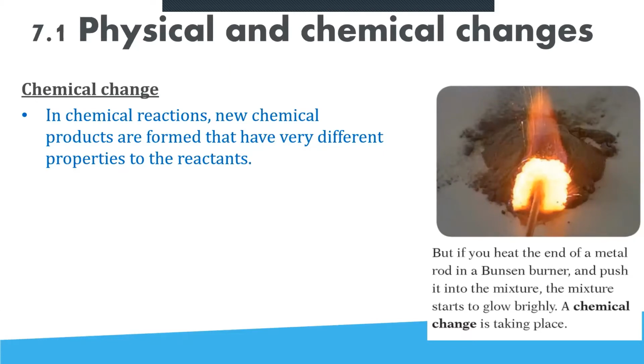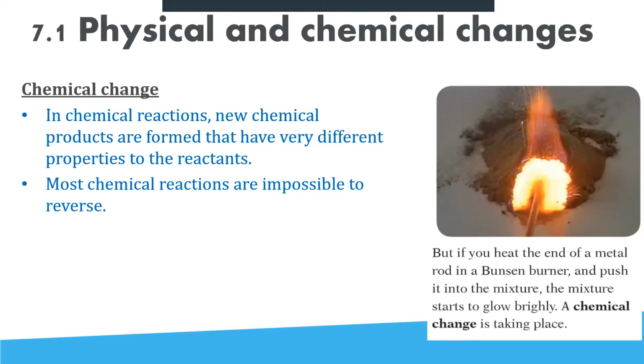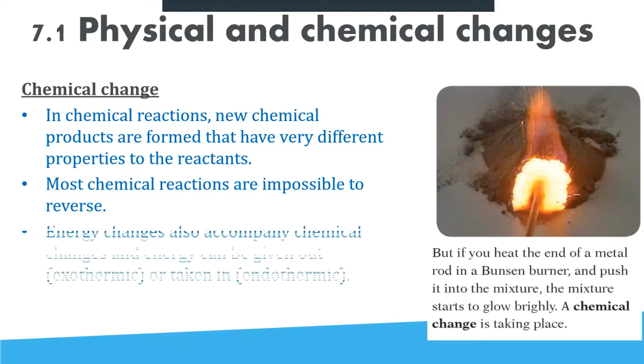So for example, hydrogen H2, hydrogen gas is colorless. Oxygen O2, oxygen gas is colorless. When those two combine, there is an explosive reaction which produces water, H2O, which is a liquid, a totally new compound, and has new properties compared to hydrogen and oxygen, which it is made up of. Most chemical reactions are impossible to reverse, or you have to subject that substance to very high conditions in order to reverse. So it's not that easy.